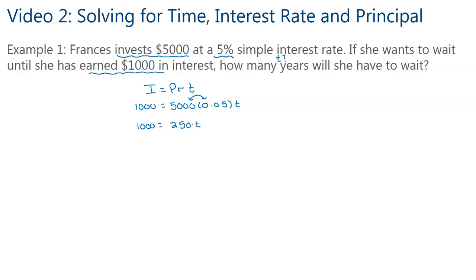Now to isolate T, we need to divide both sides of the equation by 250. So that cancels, and we get that T is equal to 4. So we can say that she will have to wait 4 years.